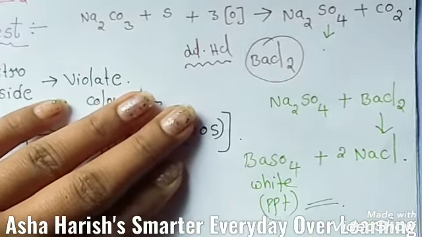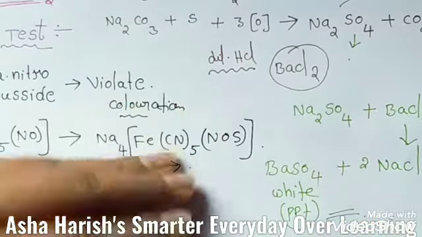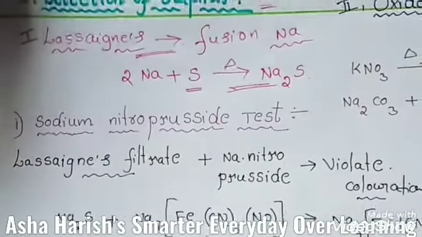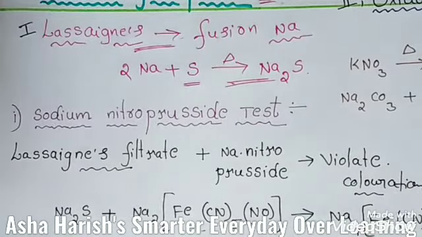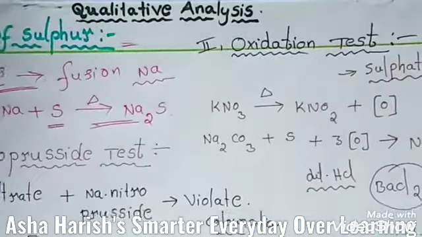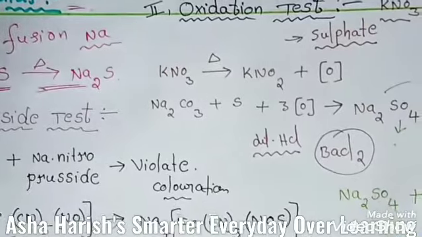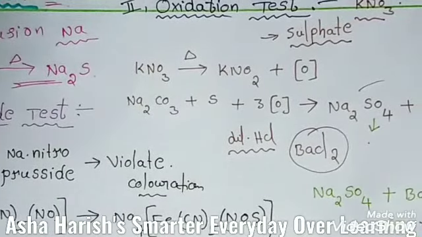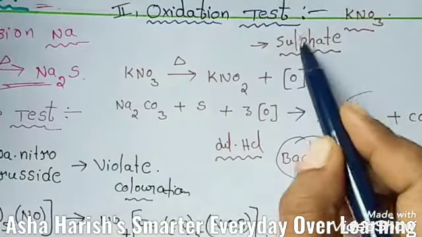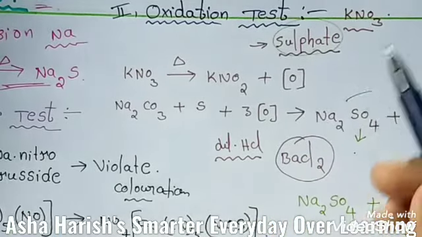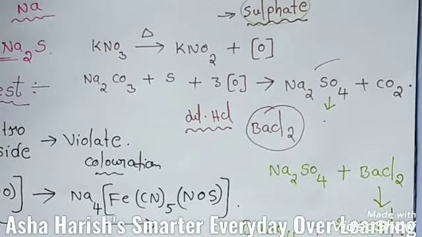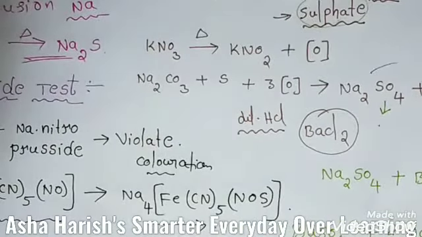Okay students, right, this is about the detection of sulfur. Here the tests with Lassaigne extract are the sodium nitroprusside test and the lead acetate test, and the second one is the oxidation test. In the oxidation test, if sulfur is present in that particular organic compound, it can be oxidized into sulfate ions. So these are all examples. Now let's see the next one, the detection of phosphorus.